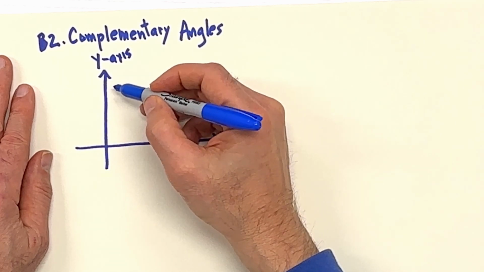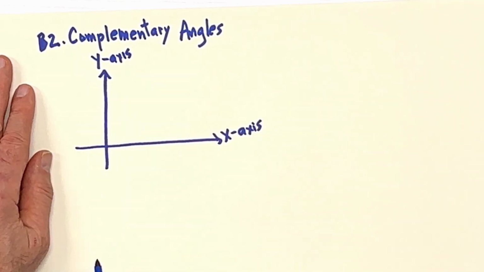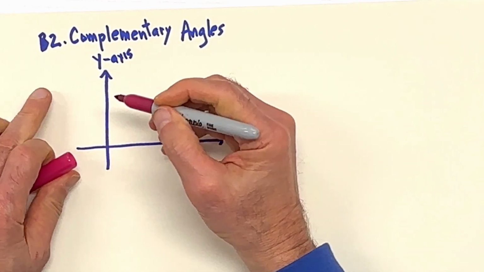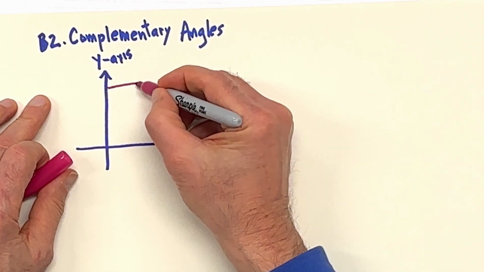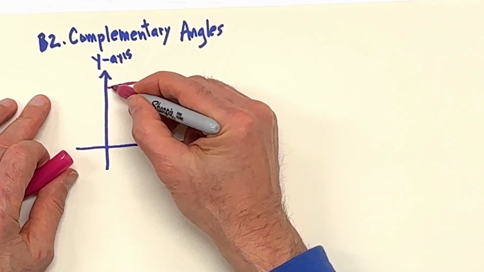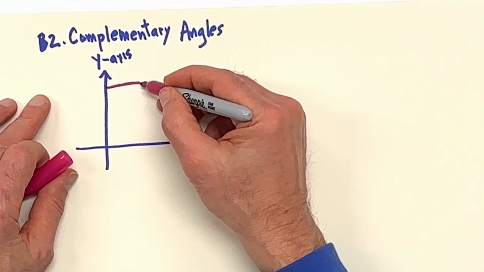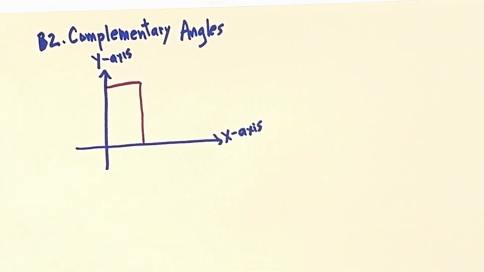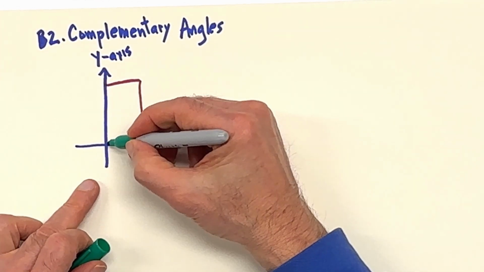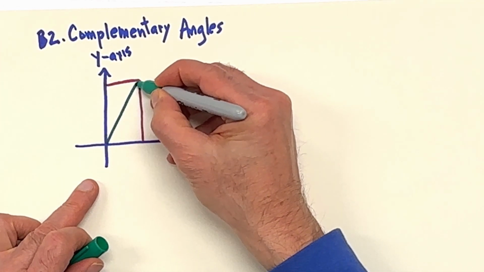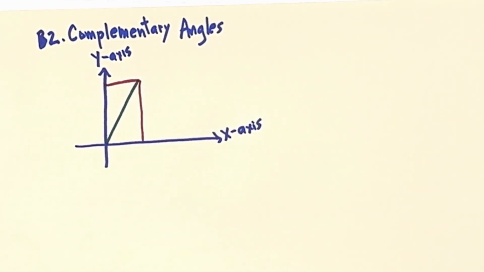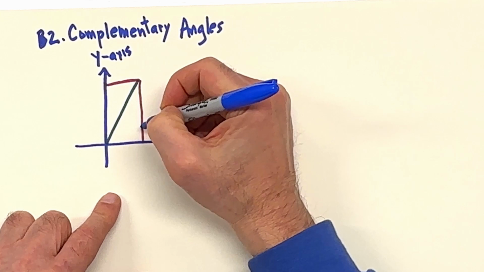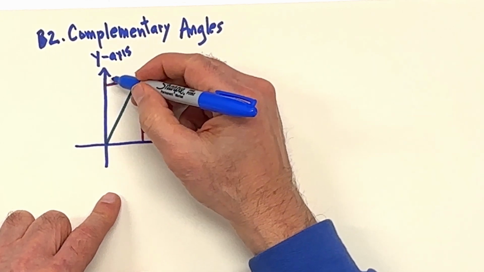So I'm going to make here a rectangle. That's going to be perpendicular to that y. It's a little rectangle here. So these are right angles everywhere. And we'll draw a nice diagonal like this. So this is a rectangle. All the angles are 90 degrees.